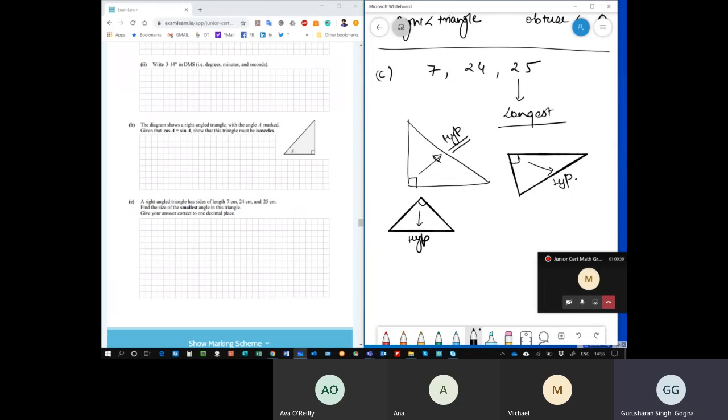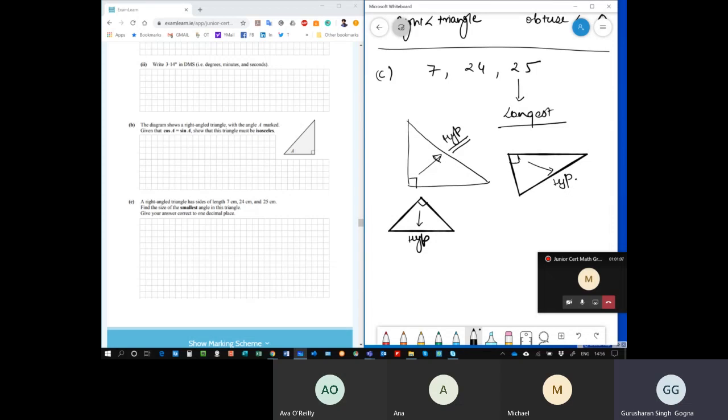The side opposite to the 90-degree angle is always the hypotenuse. Don't worry about the orientation of the triangle, just find out where the 90-degree angle is, and opposite to that is the hypotenuse. I'm teaching Leaving Cert as well, and I can see a lot of students don't even know this. Yeah, sure, Eva, you can ask the question.